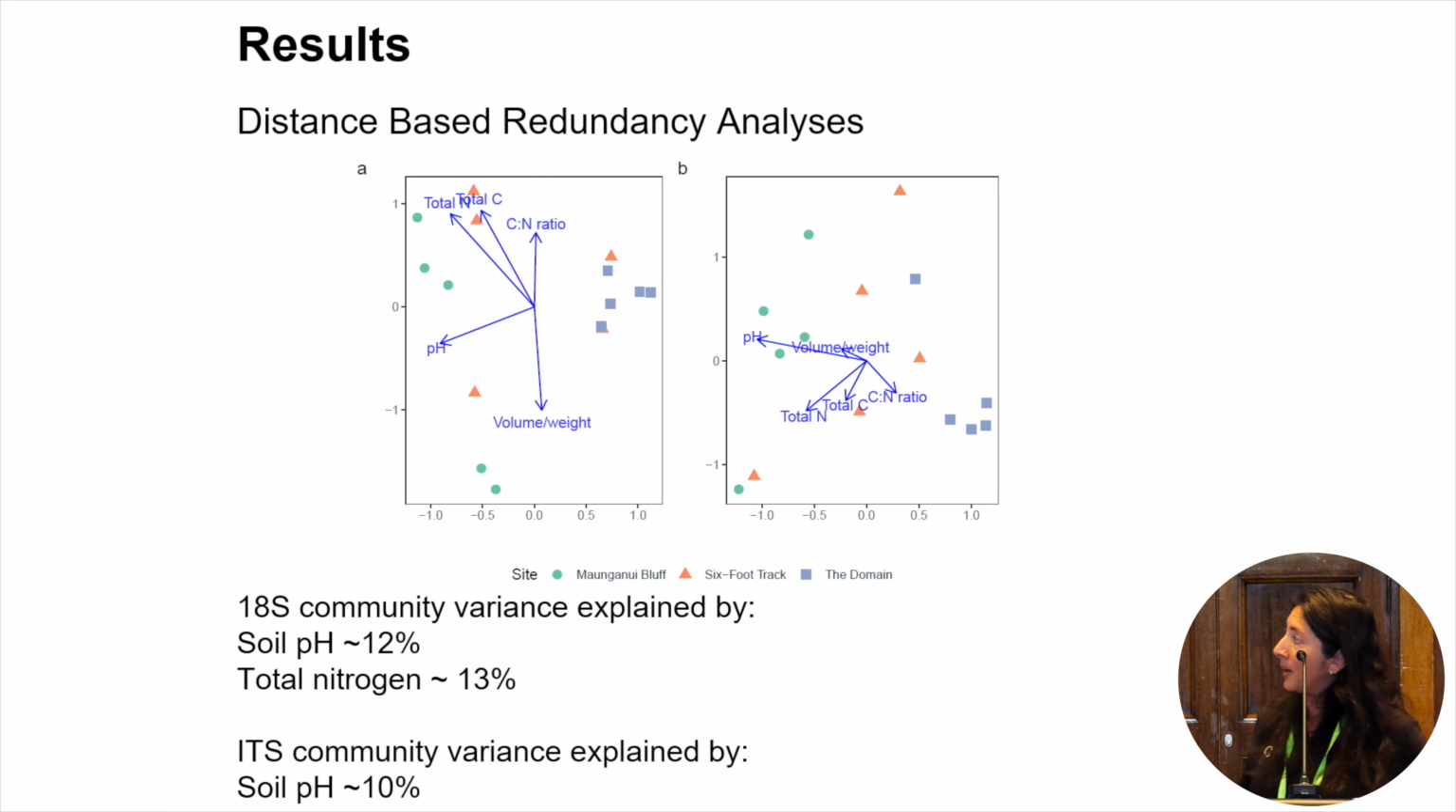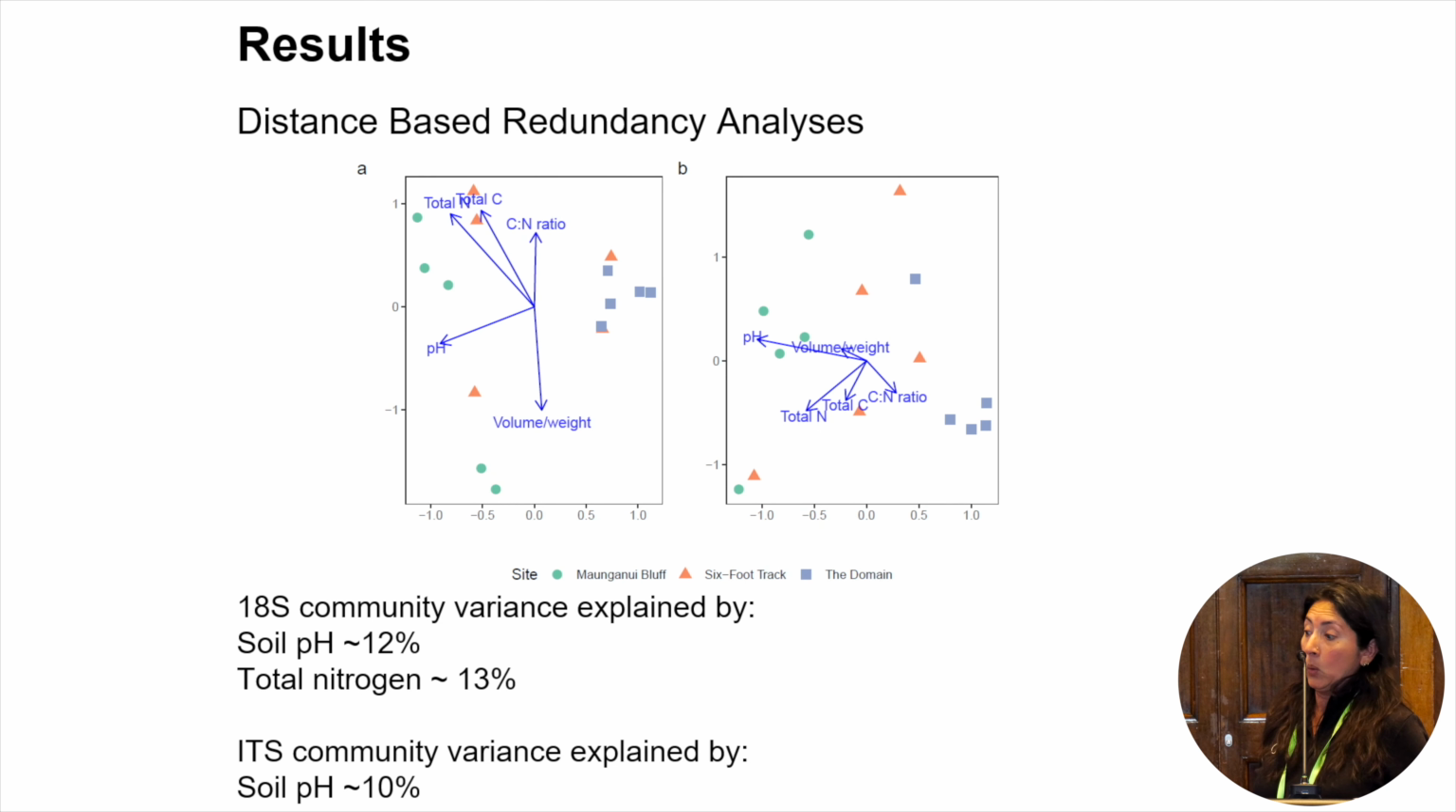So looking at the soil characteristics, for the 18S, which was the arbuscular mycorrhizae, the pH explained only 12% of the variance, and nitrogen about 13%. So it's still really puzzling, like what actually is driving the difference between these different communities, and is it the plant that's actually influencing the community composition or something else?